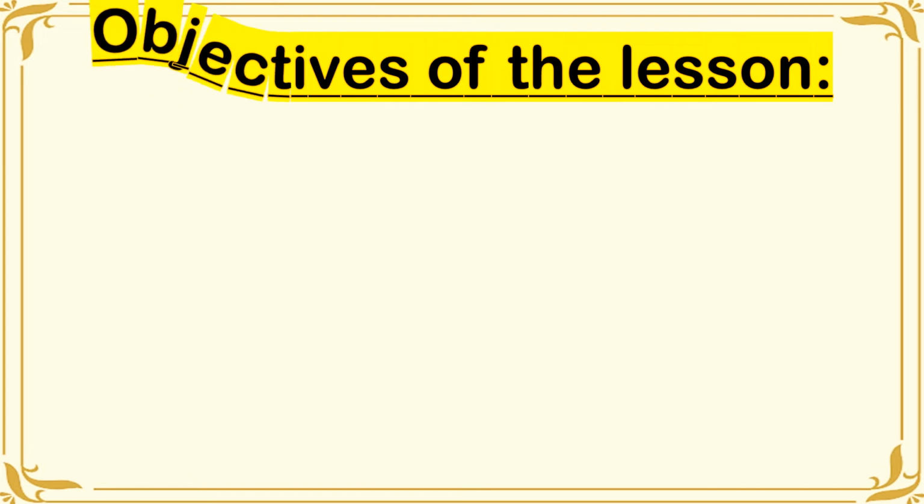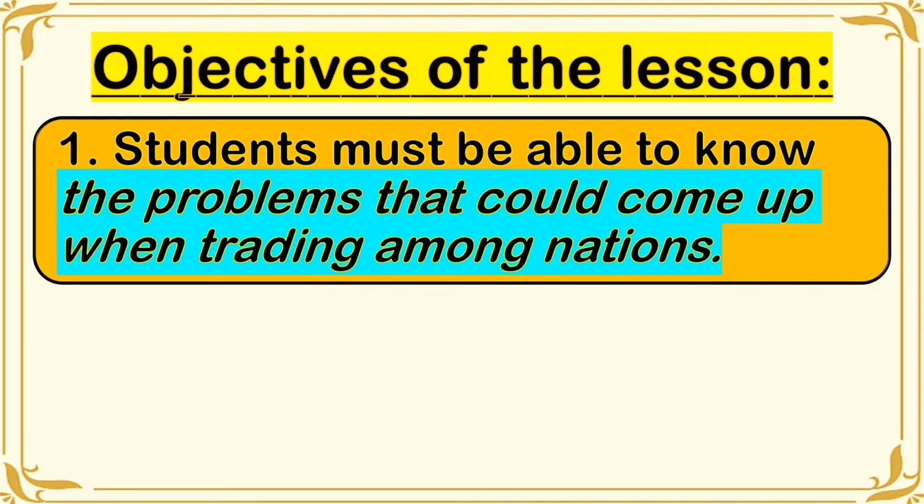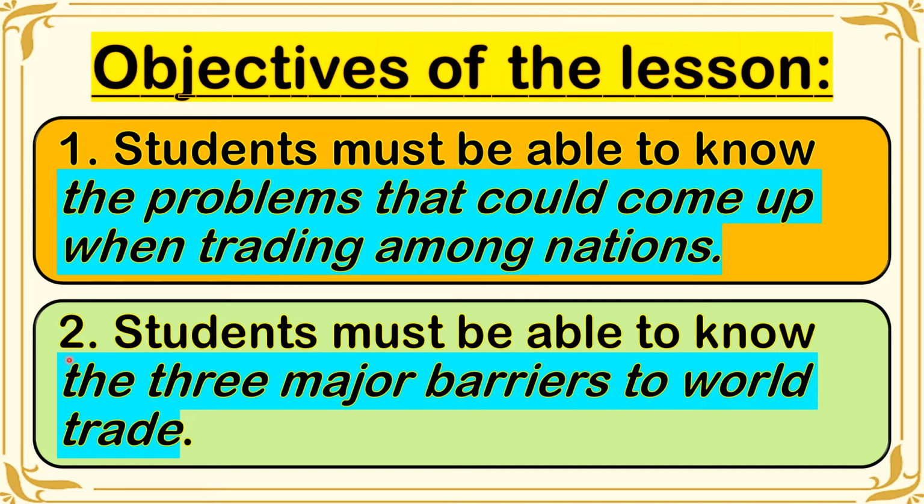Now class, the objectives of our lesson for today are the following. Number one, students must be able to know the problems that could come up when trading among nations. Number two, students must be able to know the three major barriers to world trade. So class, I expect that at the end of our lesson, you already know the problems that could come up when you trade among nations or countries, and the three major barriers to world trade, or the reasons why world trade is being hindered. When you say hinder, it means stop.